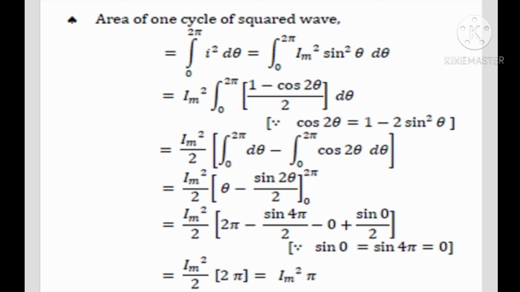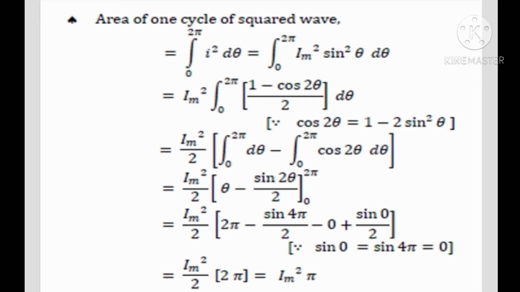Hence the equation becomes Im squared by 2 into theta minus sin 2 theta by 2, and write the limit 0 to 2 pi. Then we have to find upper limit minus lower limit. Hence we can get Im squared by 2 into 2 pi minus sin 4 pi by 2 minus 0 minus sin 0 by 2. Here sin 0 and sin 4 pi will become 0. Hence the second term and the fourth term will be cancelled. The remaining term 2 pi alone will be there.